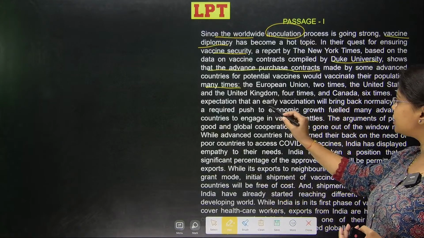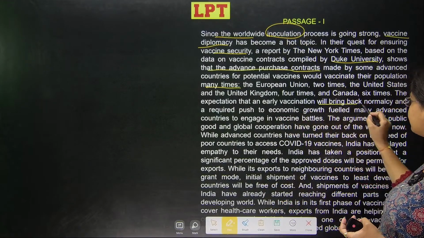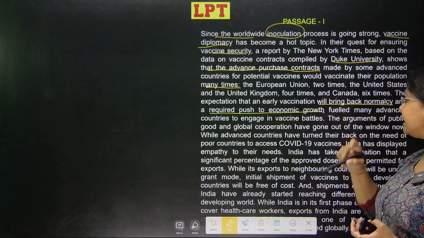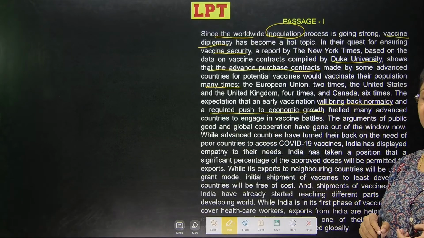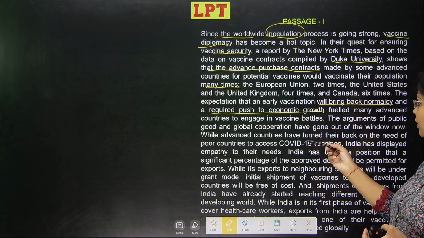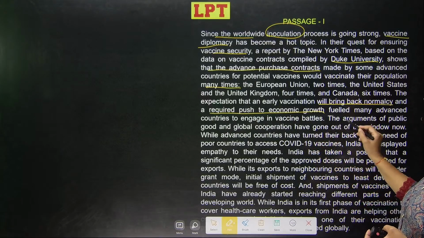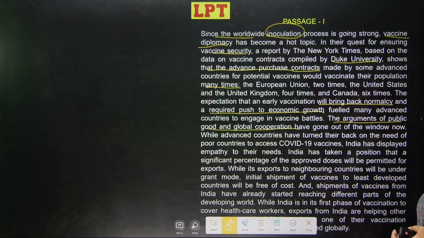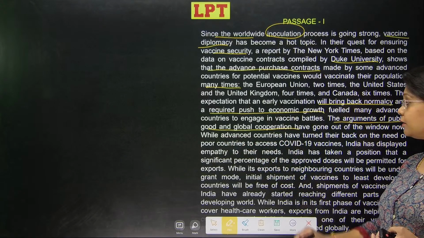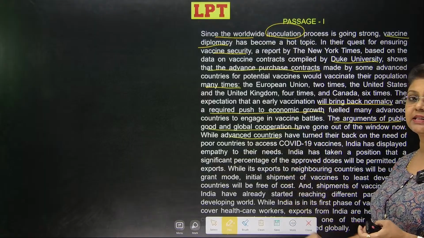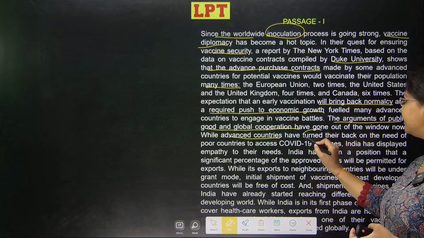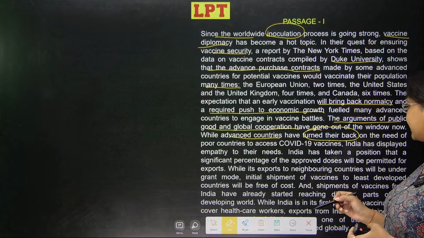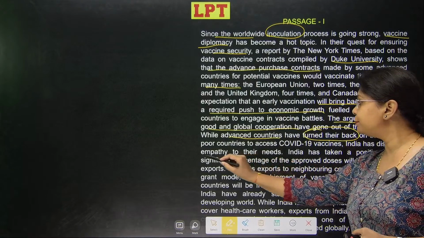The expectation that an early vaccination will bring back normalcy and a required push to economic growth fueled many advanced countries to engage in vaccine battles. The arguments of public good and global cooperation have gone out of the window now, while advanced countries, so here is a take, advanced countries have turned their back on the need of poor countries to access COVID-19 vaccines. India has displayed empathy to their needs.